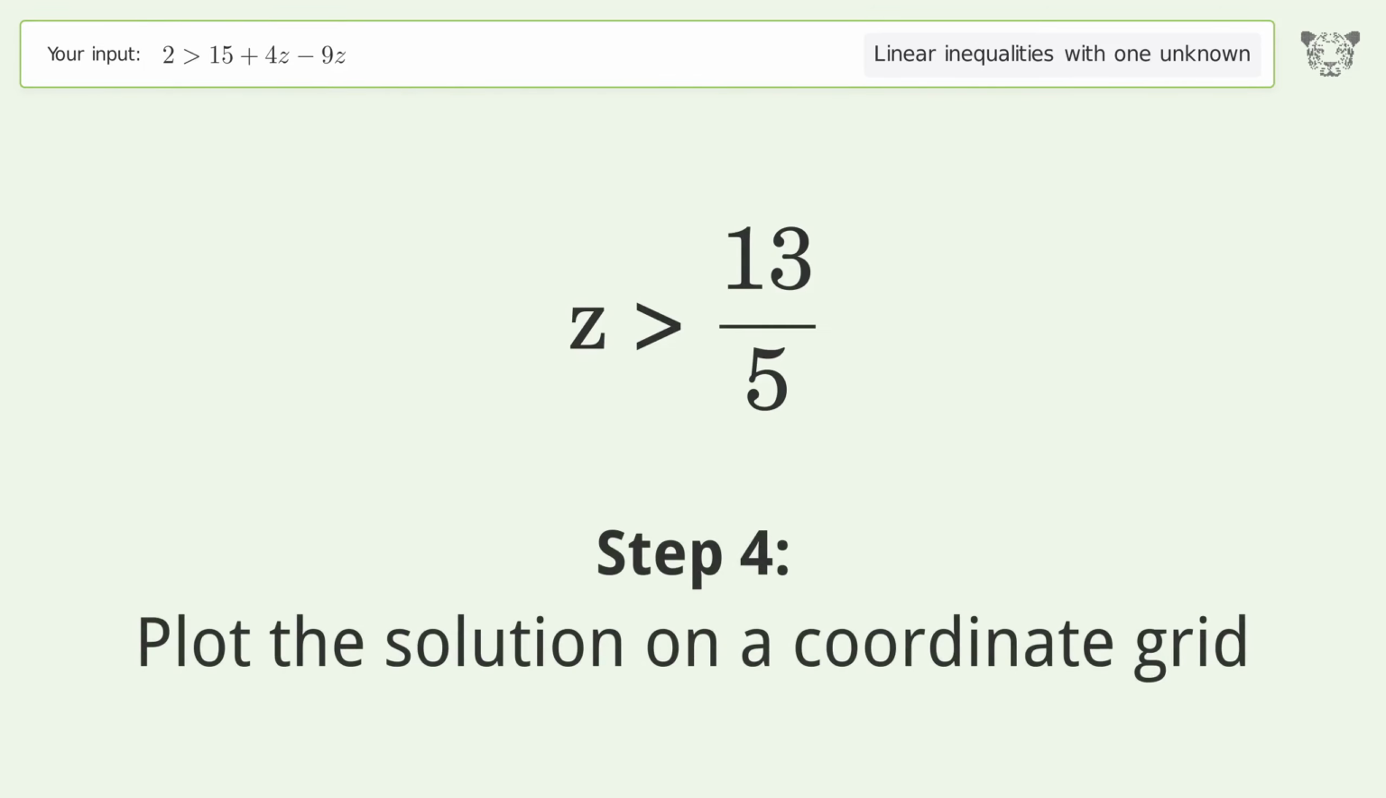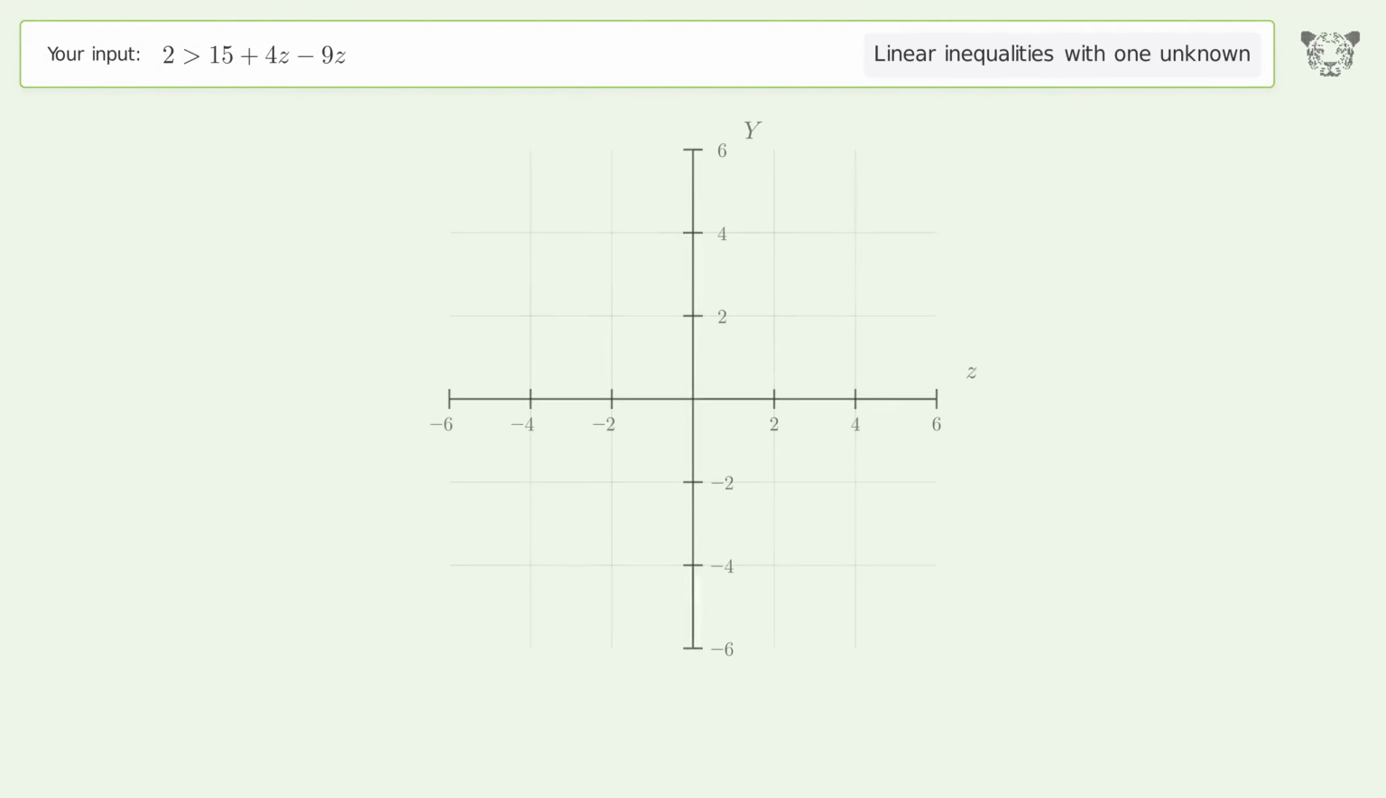Plot the solution on a coordinate grid. And so the final result is z greater than 13 over 5 greater than 23 over 5.